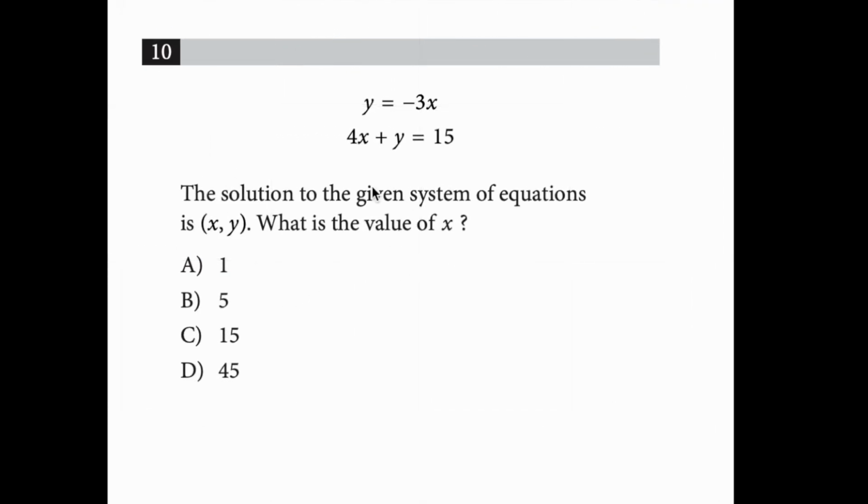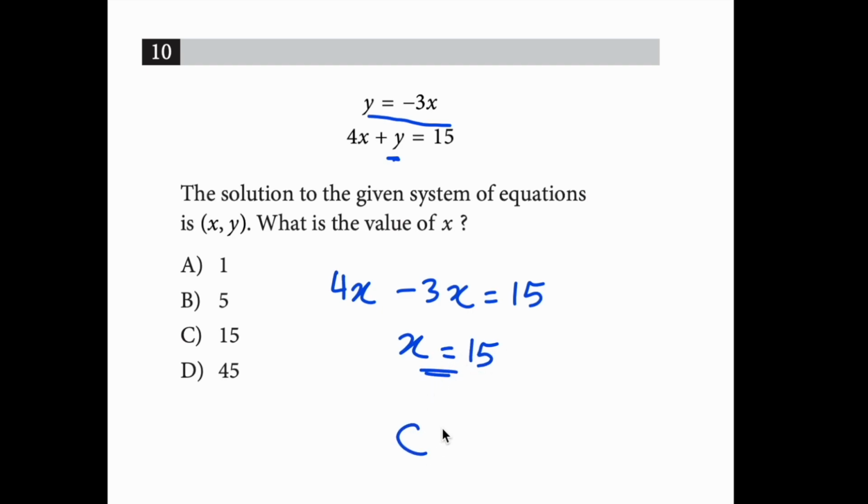y equals negative 3x, 4x plus y equals 15. The solution to the given system of equations is (x, y). What is the value of x? We have y equals negative 3x, so plug it in. So 4x minus 3x equals 15, so x equals 15. So the answer is C.